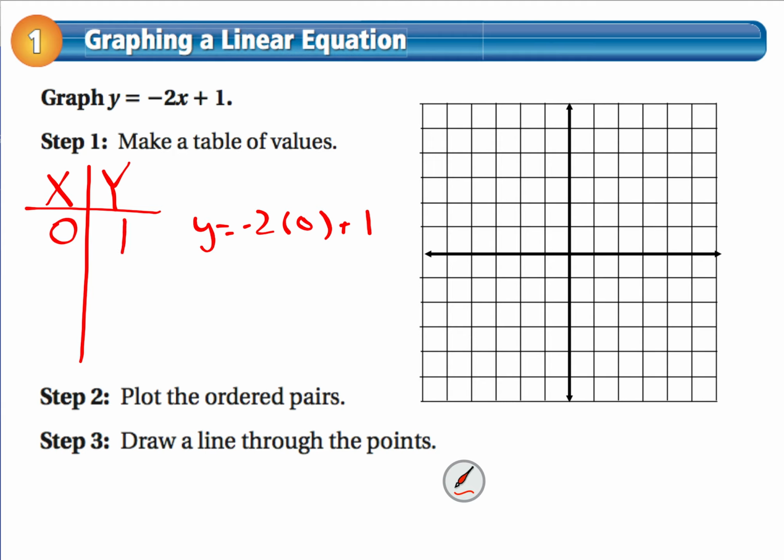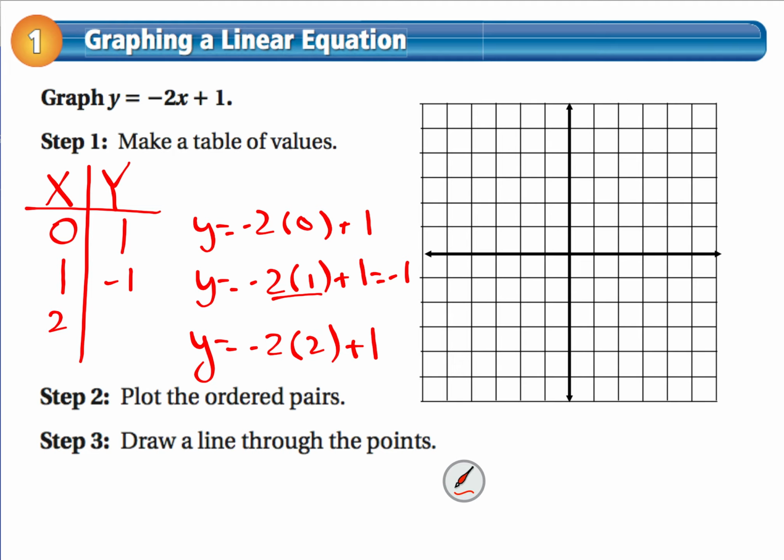Let's do another point. Let's try 1. Y equals negative 2 times 1 plus 1. This is negative 2 plus 1, which is negative 1. Let's try 2. If we plug in 2 for x, this is negative 2 times 2 plus 1. Negative 2 times 2 is negative 4. Negative 4 plus 1 is negative 3.